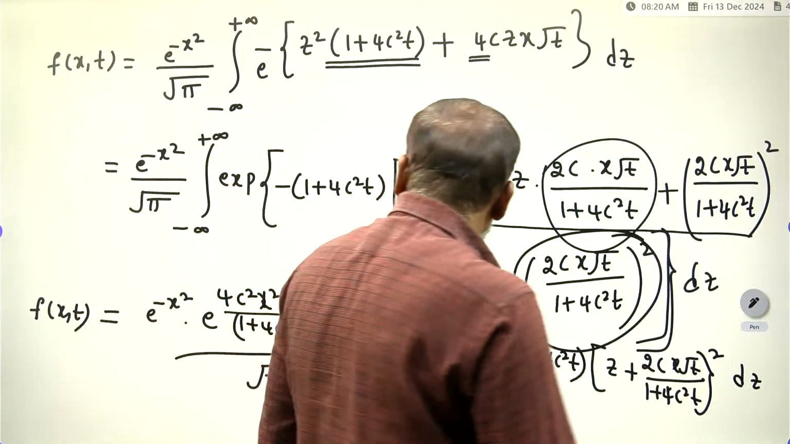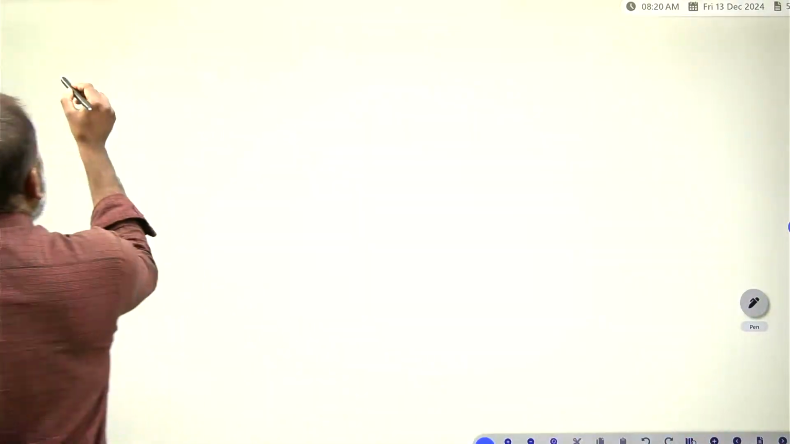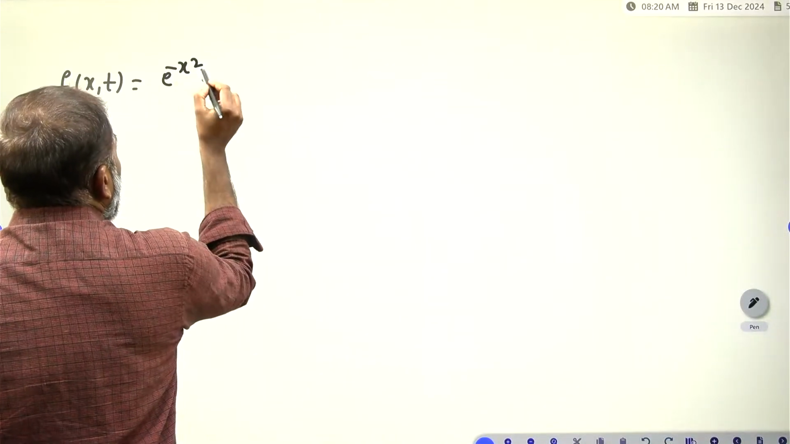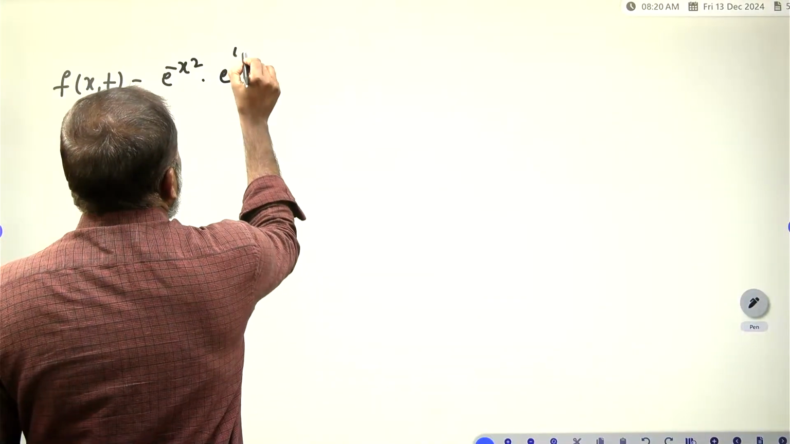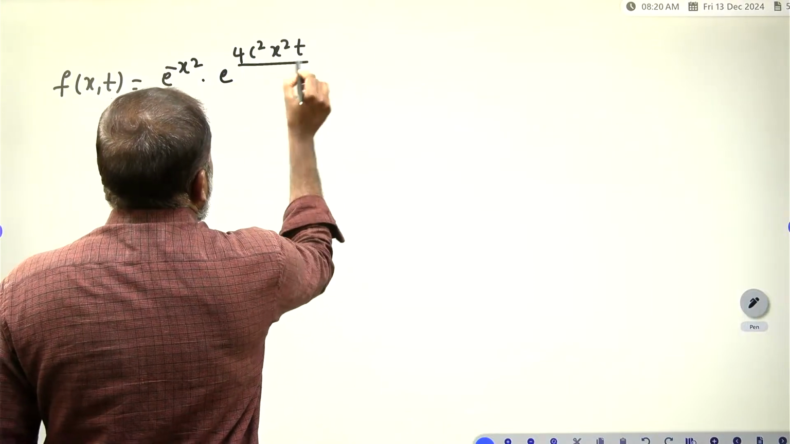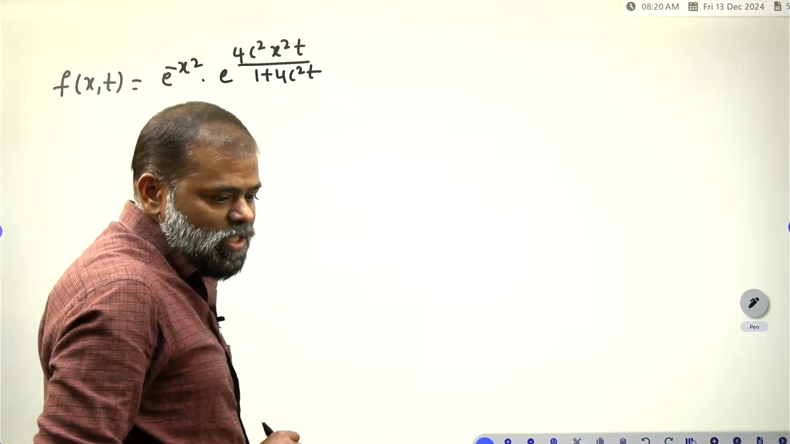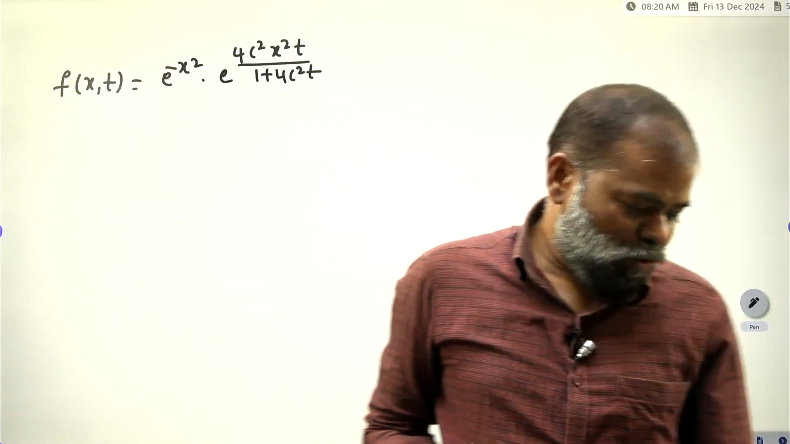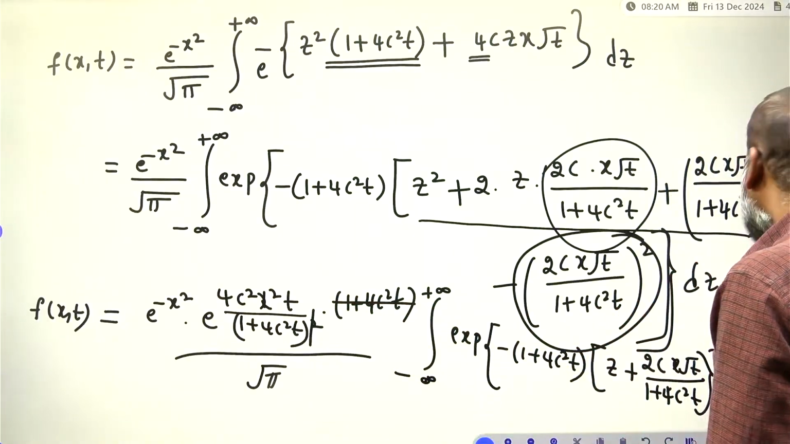Clear? So now you have to take that integration. Once again here f of x comma t is equal to e to the power of minus x square into e to the power of, which one do we have to write here? 4c square x square t divided by 1 plus 4c square t. Correct?